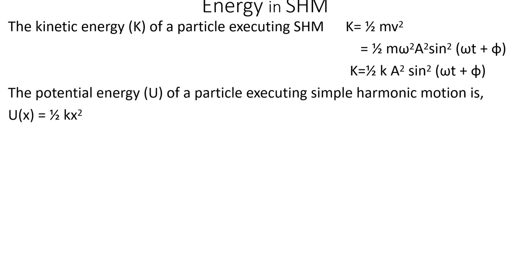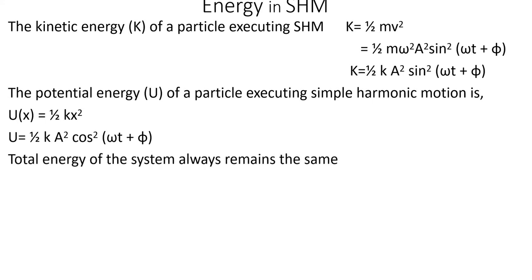Now we have to find potential energy. Potential energy is given by half k x square, that already we discussed in the case of spring, in the work energy and power chapter. The potential energy associated is given by half k x square. Here x is the displacement, so x can be substituted as A cos (omega t plus phi). So potential energy is given by half k A square cos square (omega t plus phi).